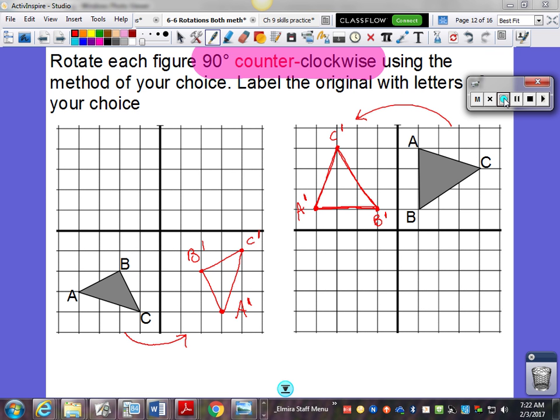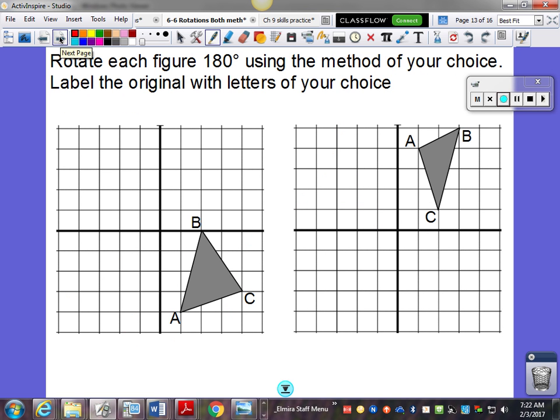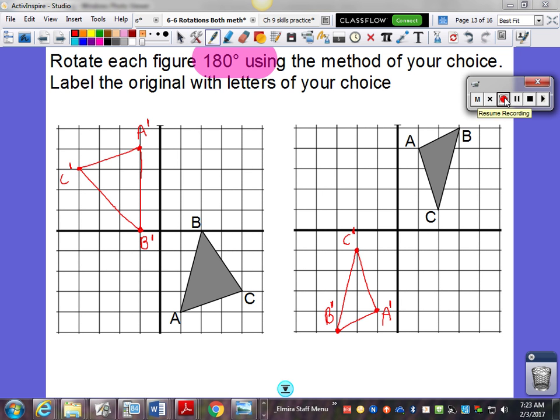Alright, and let's look at 180. Go ahead and give these a try. 180. Again, you can use whatever method you choose, and pause it right now and come back when you are mostly done. Okay, check your work, see how you did.